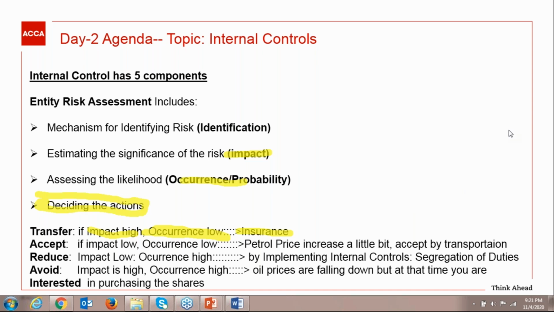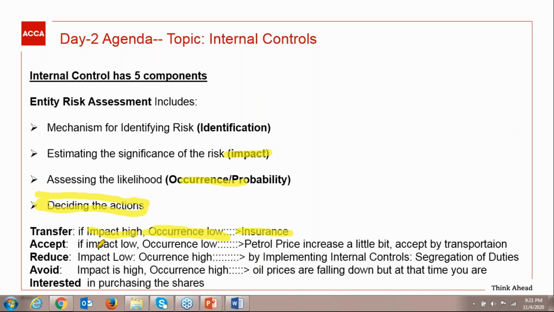Barbara asked the question of whether internal control impacts the financial statements. It will not impact the financial statement directly, but indirectly. I will tell you in the next slide.